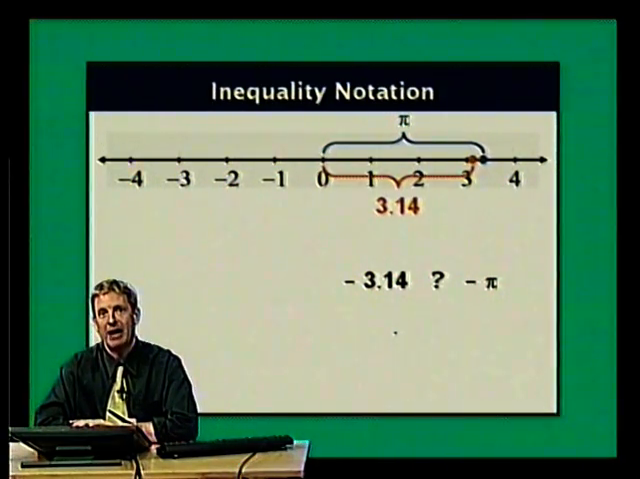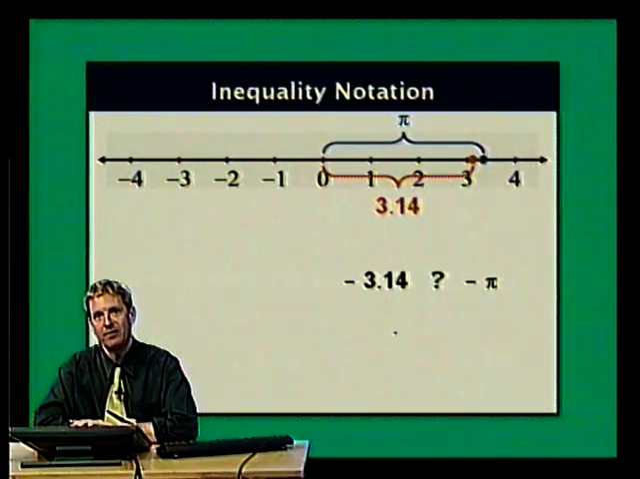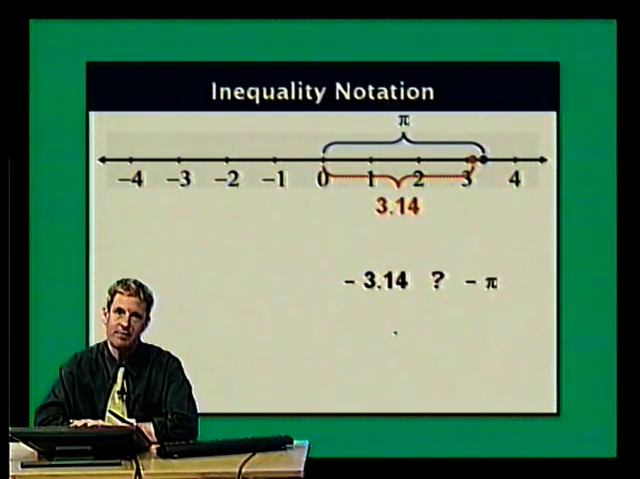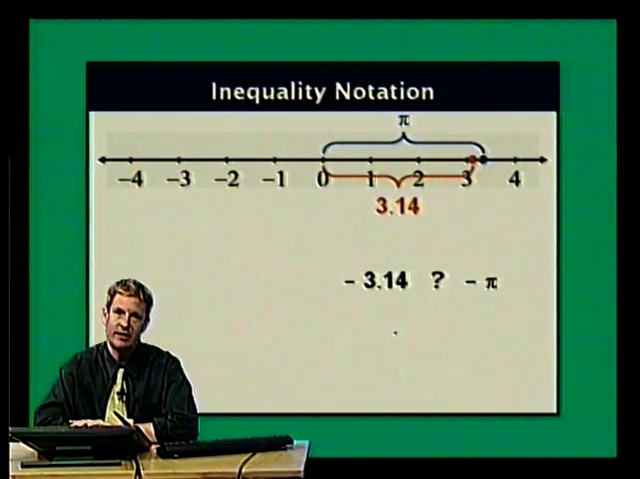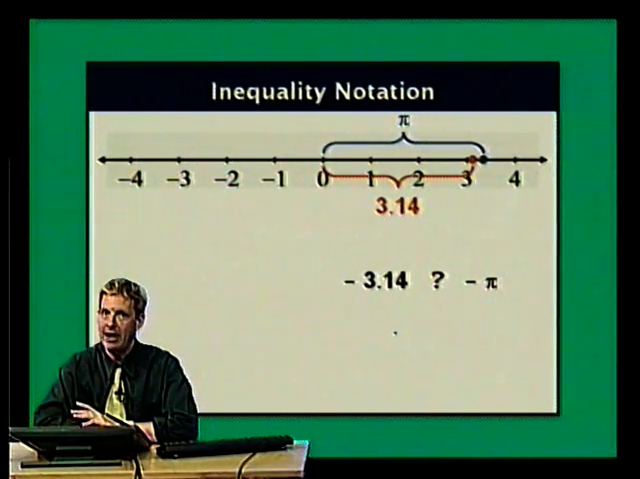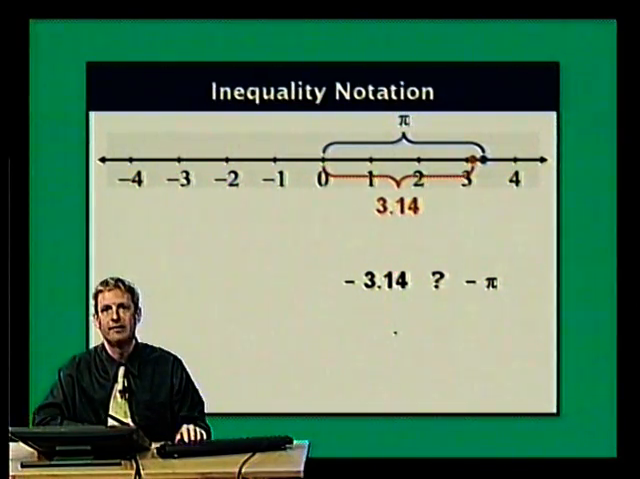Let's see what implications that has on the relationship between the numbers negative 3.14 and negative pi. Recall that pi and negative pi are symmetric across 0. That means the distance between 0 and pi is the same as the distance between 0 and minus pi. Likewise with 3.14. The distance between 3.14 and 0 is the same as the distance between negative 3.14 and 0.